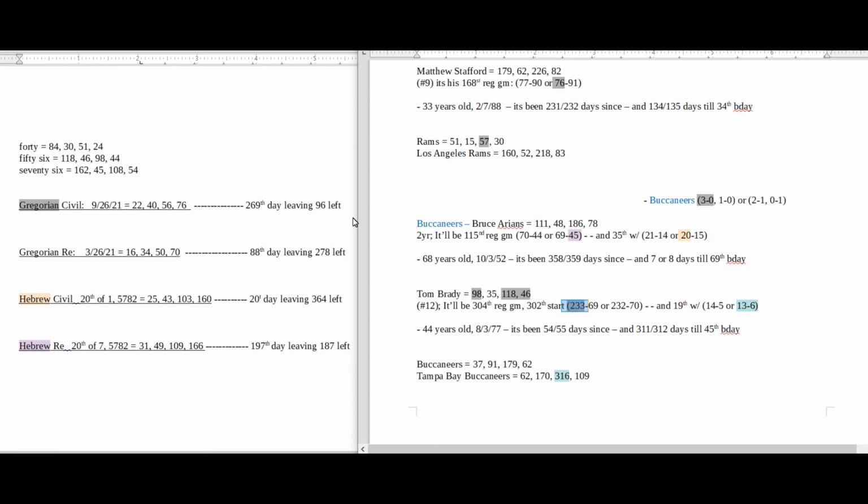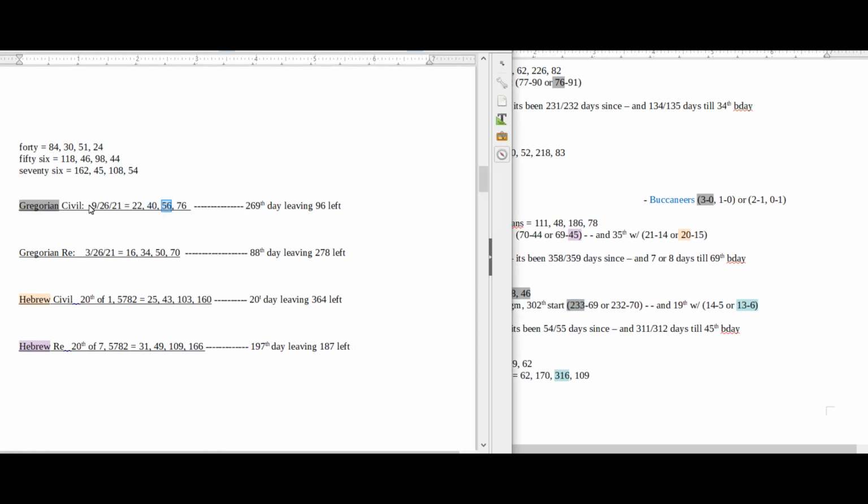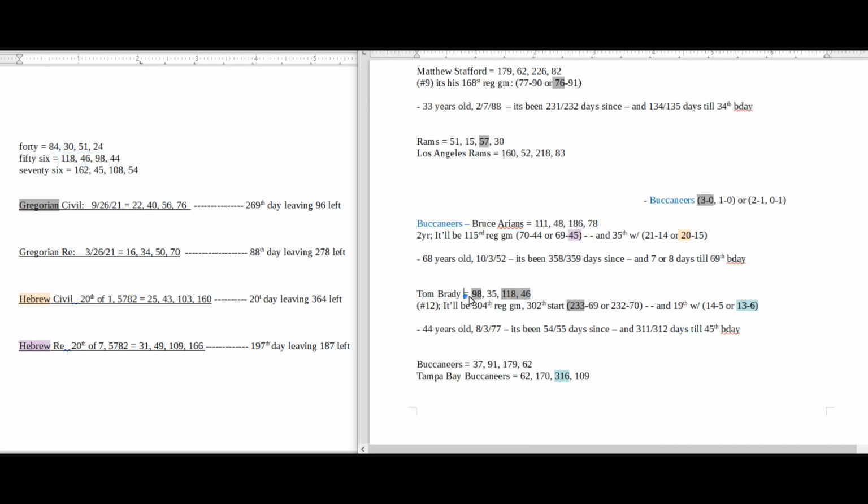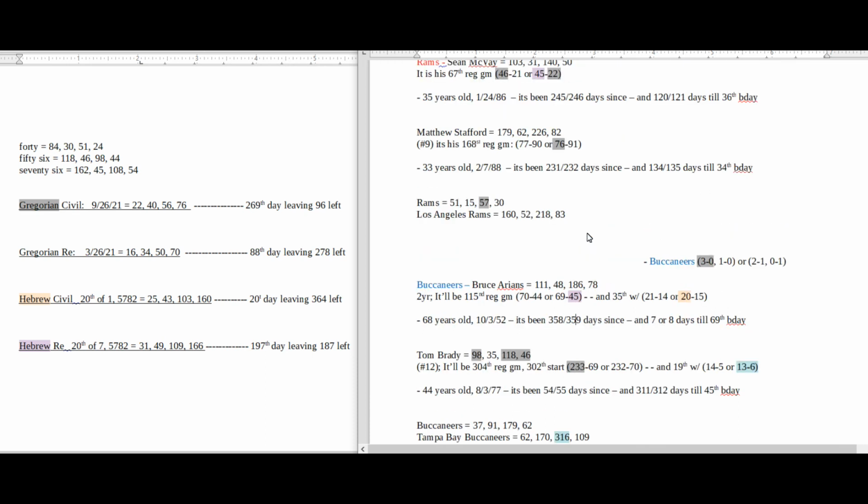Today has 56 date numerology on the Gregorian. 56 sums to 118, 46, 98, 44. Tom Brady sums to 98, 35, 118, 46. So Tom Brady and the number 56 are identical in three of the four base ciphers. And what's hard about Bruce Arians is making an argument for him to get his, well, he can sit on 44. Let me mark that. He can sit on 44. I want it marked.